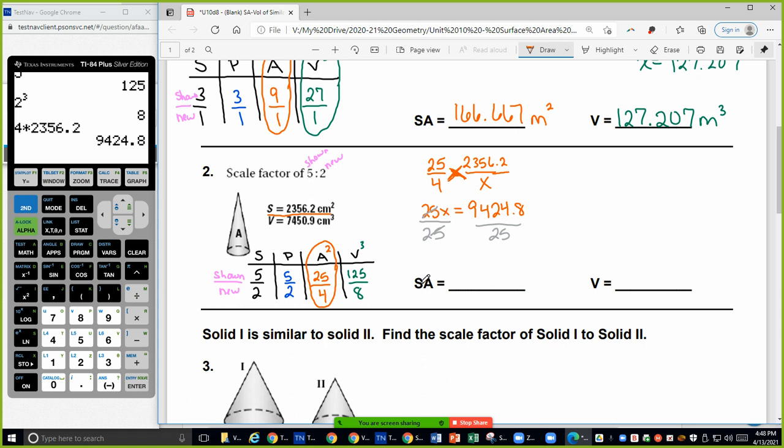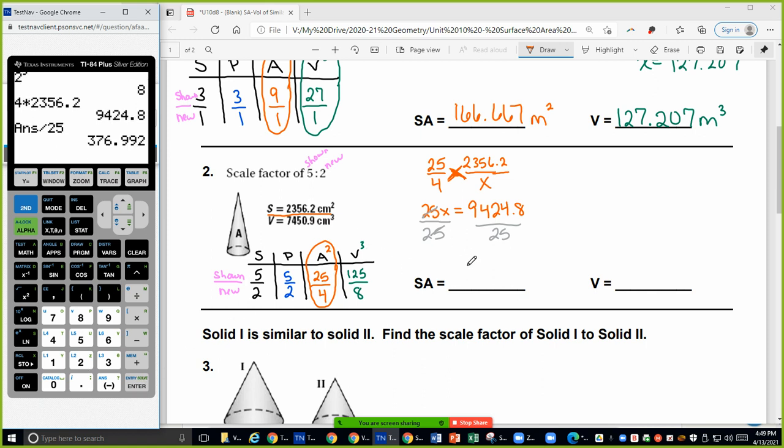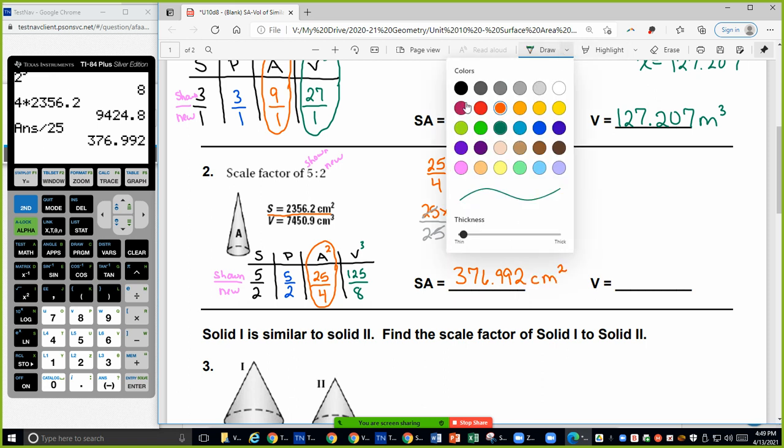So x is going to equal, my surface area is going to equal 9,424.8 divided by, I'm just going to hit divided by because I already have that answer in the calculator, 25. So I don't have to retype the whole thing. And I get 376.992, and these are centimeters squared. Now we can do volume.